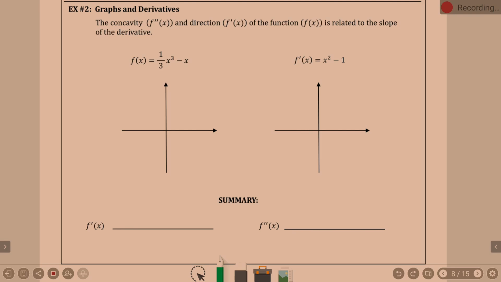Okay. Example 2. First of all, do note that equation is familiar, right? This is the example from above. But what we're going to look at here is basically the graphs of each of these and how the derivatives go together with them. The concavity, so the second derivative, and direction, the first derivative of the function, is related to the slope of the derivative.